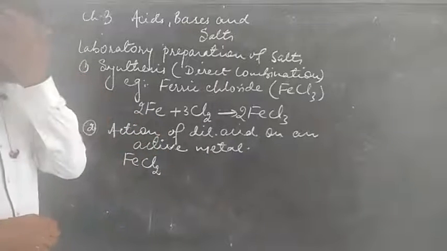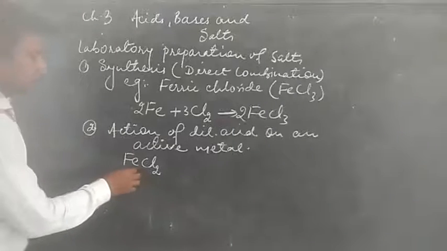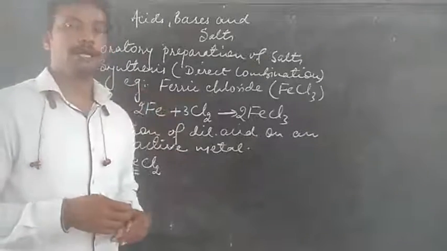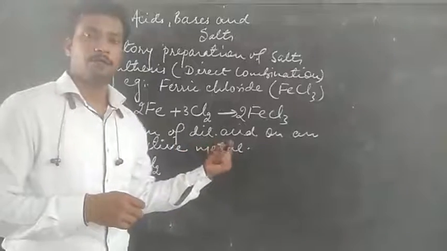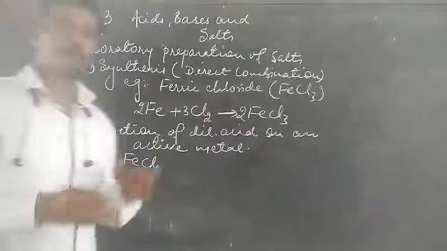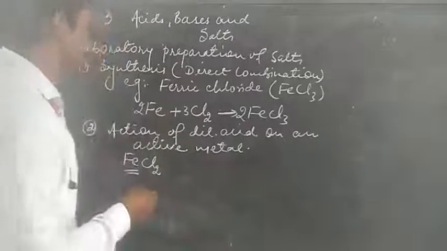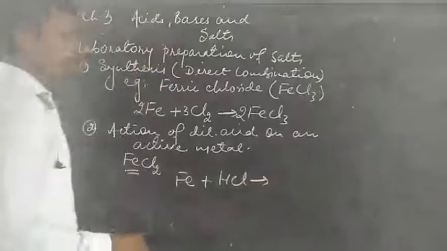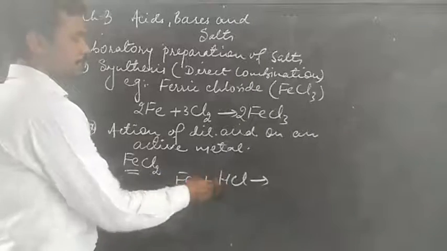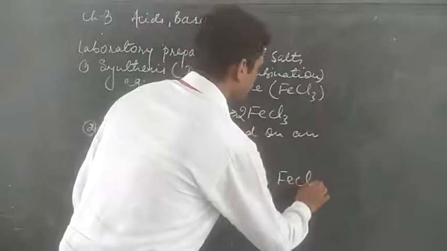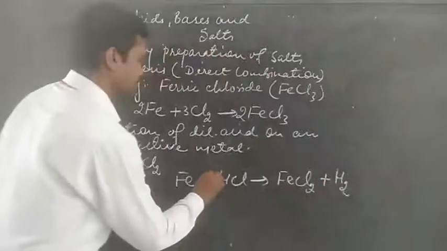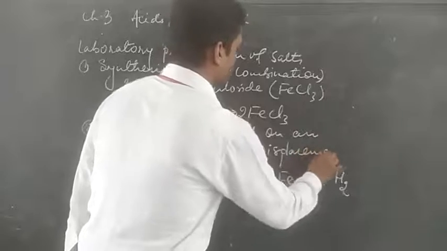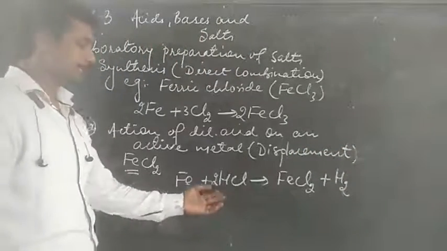So how can this be prepared? That is ferrous chloride. You can see in this salt, iron is an active metal. So the salt that contains an active metal, we can put it in this category where salt can be prepared by the action of dilute acid on an active metal. So here we have the equation Fe plus HCl, where iron is an active metal and it is dilute acid, and it gives FeCl2 plus hydrogen gas is released. And this method is also called displacement method, because you can see hydrogen is displaced by this active metal.